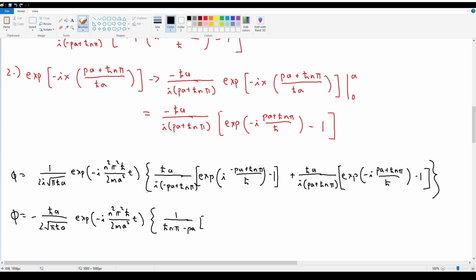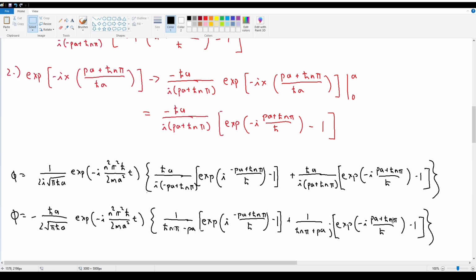Same exponential, so let's just copy paste that and clean it up a bit, like that, and then delete that, and then plus 1 over, to make everything nice, h bar n pi plus pa, like that. And then same thing with the exponential while closing off the bracket. Then let's erase that. There we go.